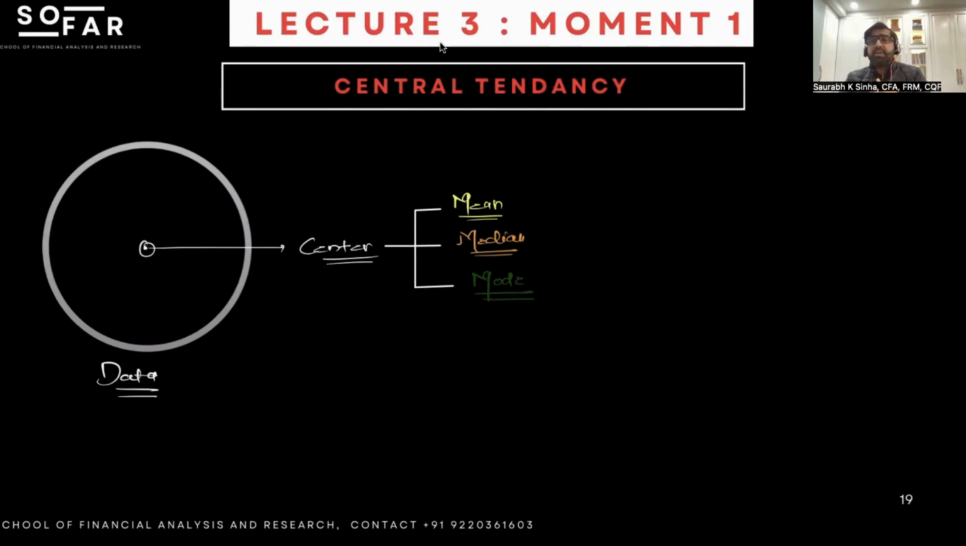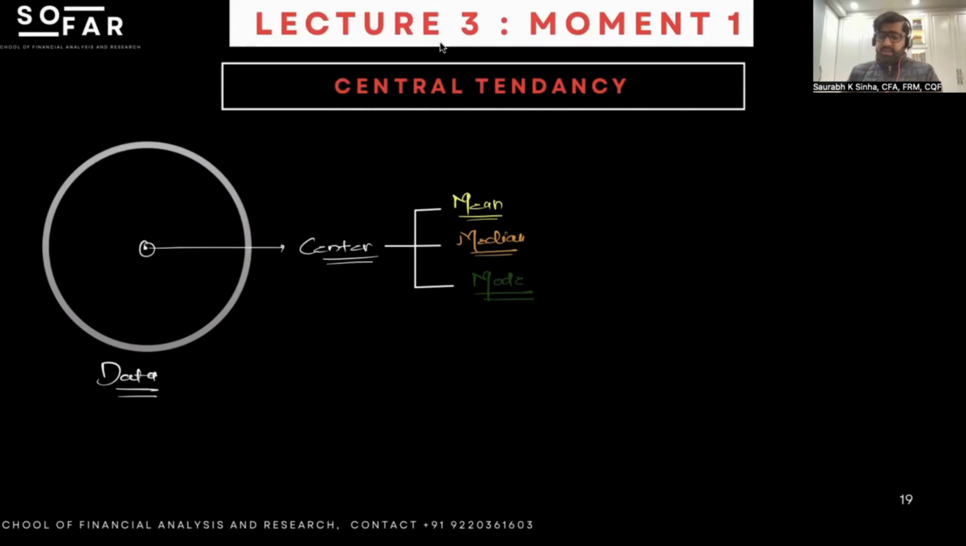But the question is, why three? Why not one? And which one is the best of all? That is what we are trying to answer here: why we cannot use just one of them, or whether we have to use a specific one for specific use cases. That is the discussion here. Okay, let's start with mean.